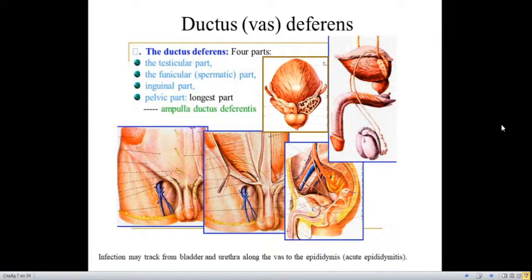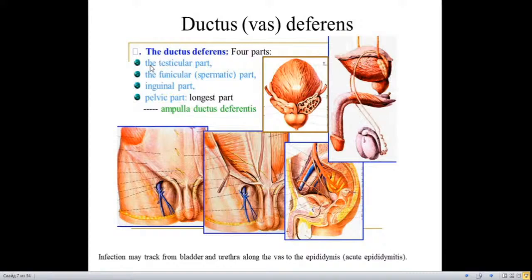So after epididymis, sperm goes through ductus or vas deferens. It is a very long tube. Look at this picture. You see it starts from the tail of epididymis and then it goes up and terminates behind bladder. Now we will consider its topography in more detail.